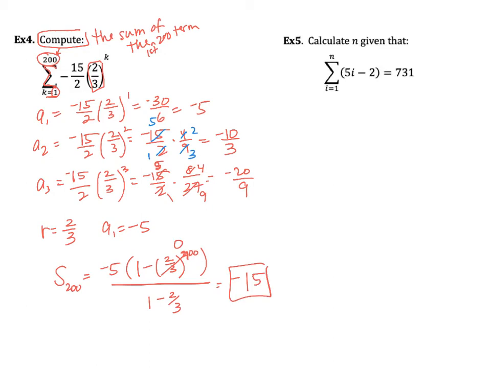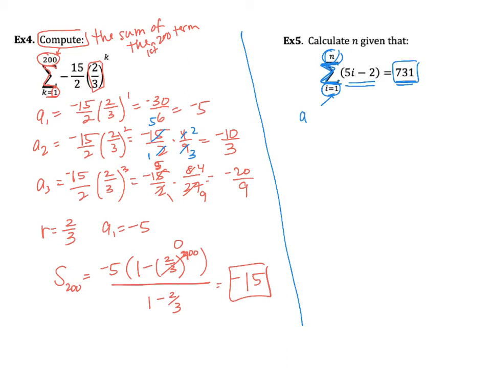All right, number 5. Number 5 says we're going to calculate n, given that we have the sigma notation from i equals 1 to n. We have this algebraic expression, and we know it's going to equal 731. So what does this mean? It means if we take the sum of the first n terms, starting at the first term through the nth term, we should get a sum of 731.